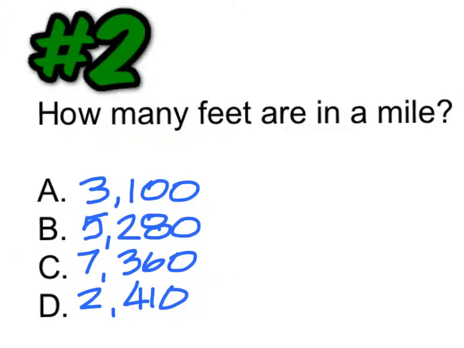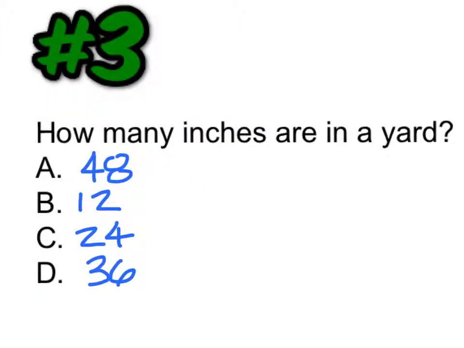How many feet are in a mile? Who knows this one? Yes. B is right. 5,280. How many inches in a yard? Not B. That's 12 inches in a foot. Oh, D? He said D is in dog, so he is right. 36 inches in a yard.